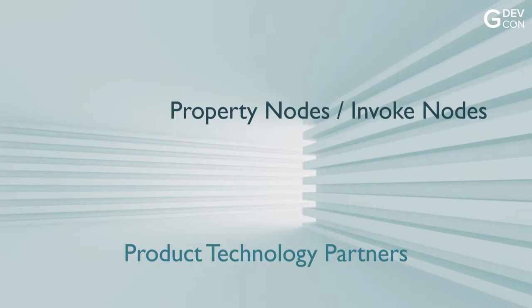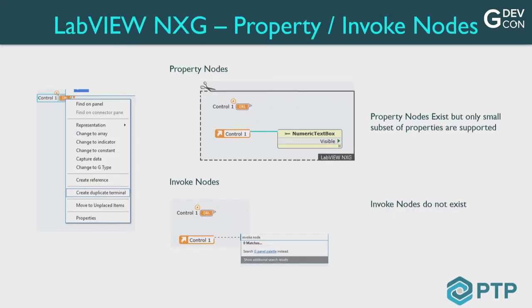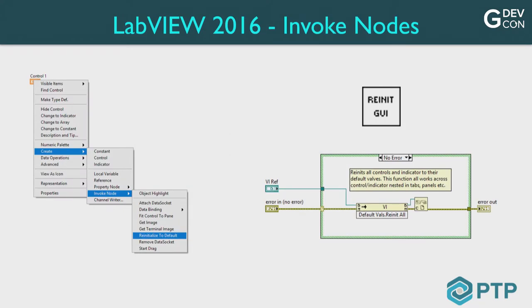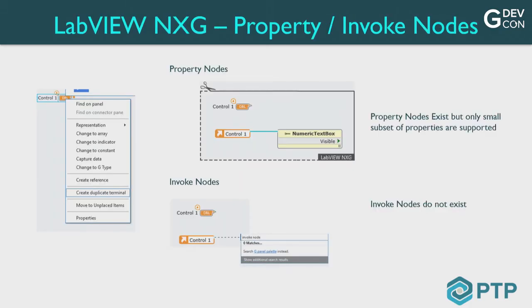Okay, property nodes and invoke nodes. Again, in the exam, right click, create. Oh, where's my property nodes and invoke nodes gone? Help. Again, time is ticking away going, where have they gone? Quick drop saving with property nodes. Yeah, just type it in quick drop property node and it appears, so that's great. The amount of properties supported is very limited, so just bear that in mind.